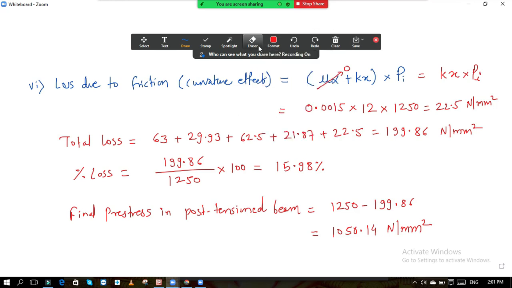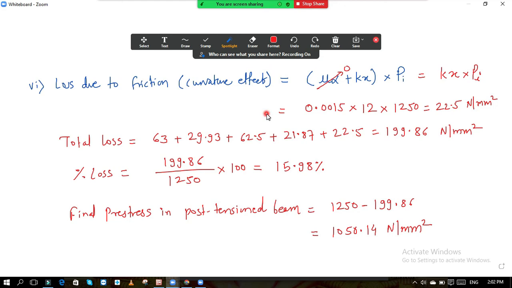Similarly, you can calculate the final pre-stress for a pre-tension beam also. For the pre-tension beam, the 1250 is constant, but the loss will change. Whatever loss we have calculated, you need to subtract it. So this is the last type of problem in this unit. If a written examination is there, this type of problem is asked from this unit, where in a single problem you calculate all the losses for both pre-tensioning and post-tensioning beams.